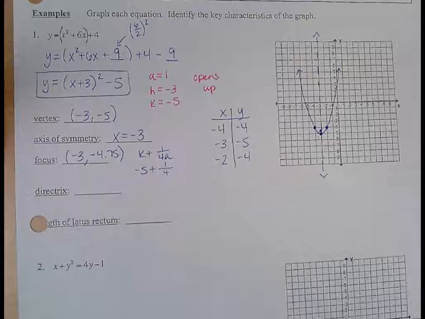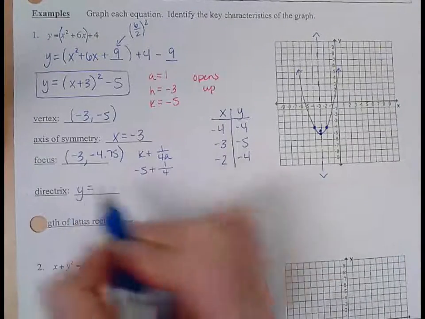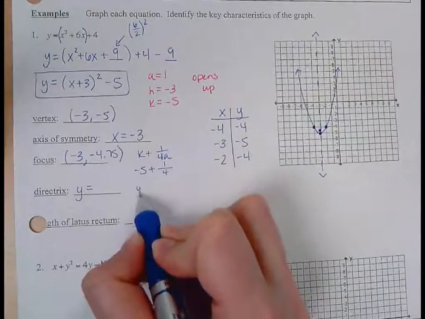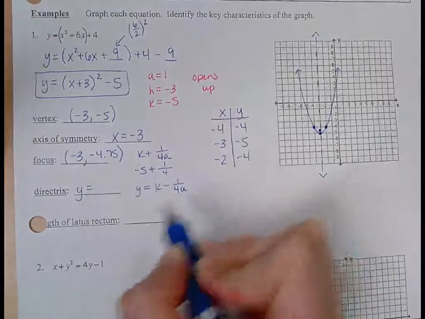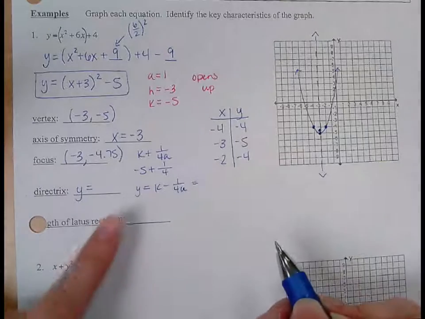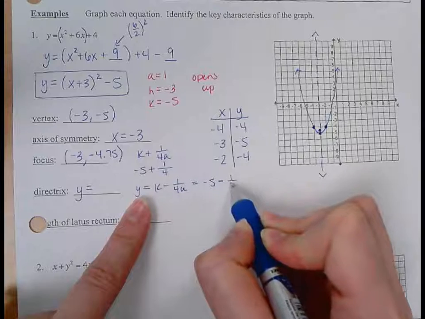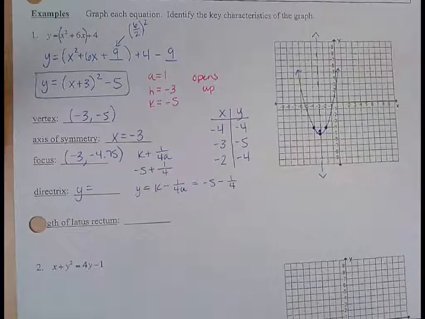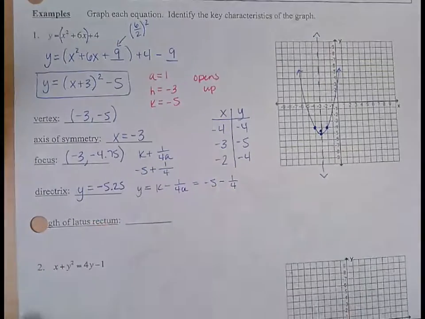And then for the directrix, this has the formula from your sheet. It's the equation of a line, so it's going to be y equals some number, and it's y equals k minus 1 over 4a. So that's going to be y equals negative 5 minus 1/4, or minus 0.25. So that'll be negative 5.25. So y equals negative 5.25 would be the equation of the directrix.